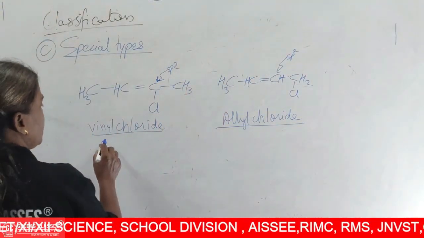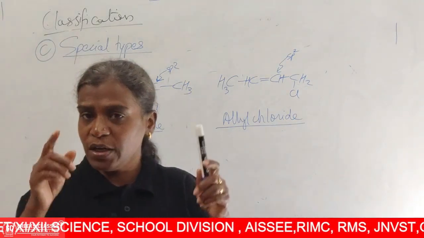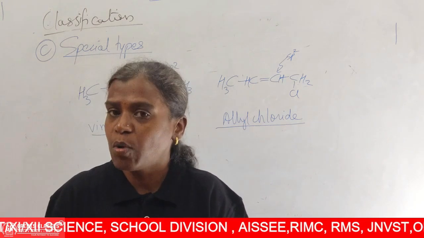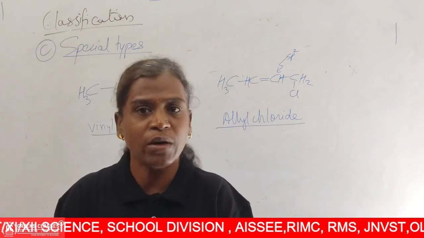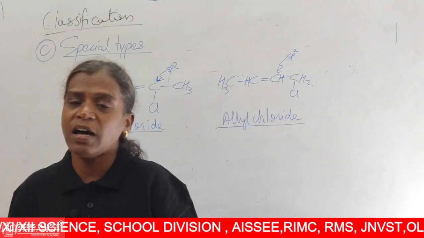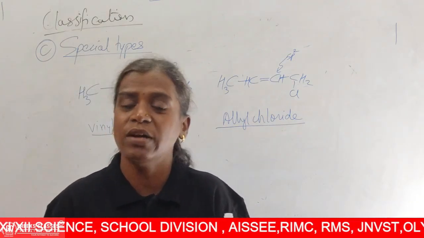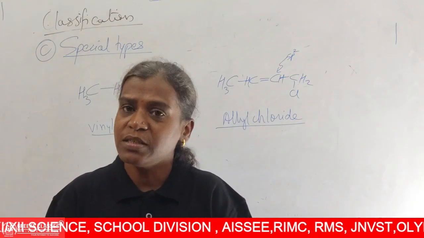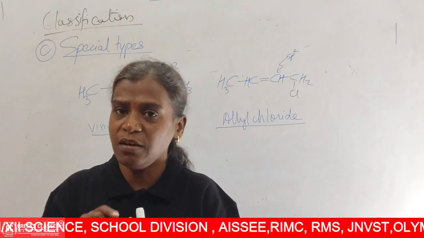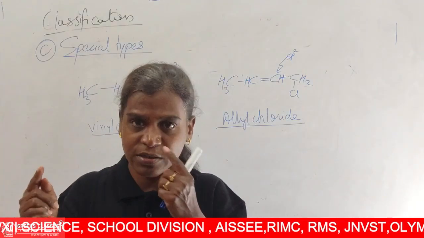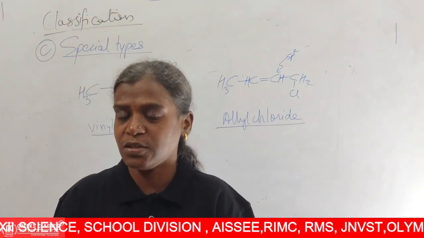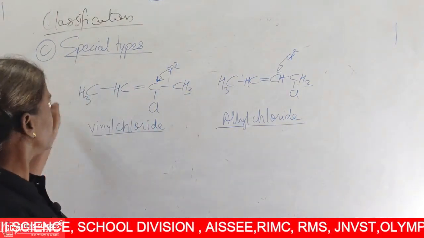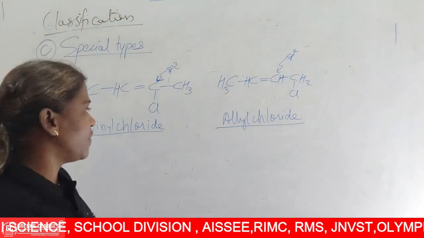Okay, so in case of vinyl chloride, what do we see? That the chlorine is bonded to unsaturated carbon itself. Double bonded carbon having chlorine bonded to it. Whereas in case of allyl, it is the neighboring carbon or indirectly bonded carbon showing chlorine group. Meaning it is not the double bonded carbon itself, but the immediate next carbon that is having chloro group attached, that is called allyl. Okay, these are some of the specific types of haloalkanes we should be aware of.